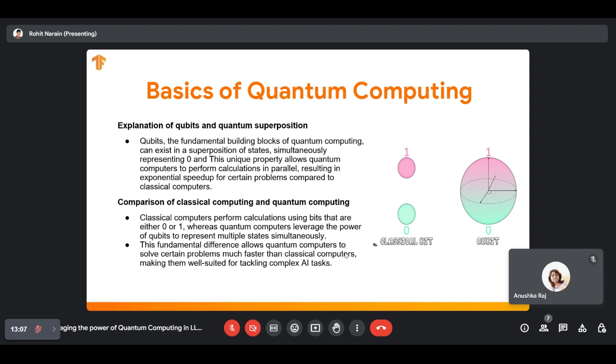In classical computing, we have two states per bit, so we have 2 to the power n combinations to solve any problem. But in quantum computing, it can see things in three states: zero, one, and zero-one itself. That means we have 3 to the power n combinations, so it can solve many more combinations at a time.